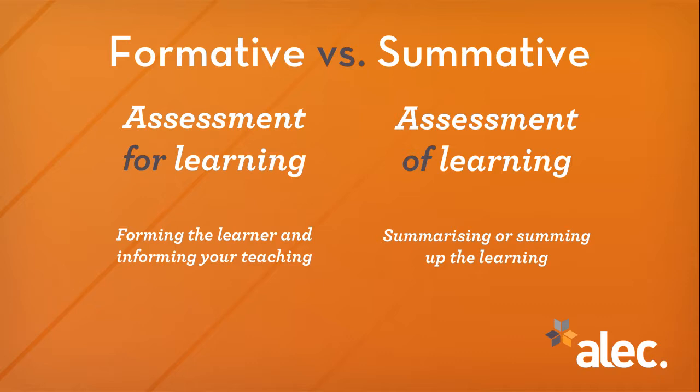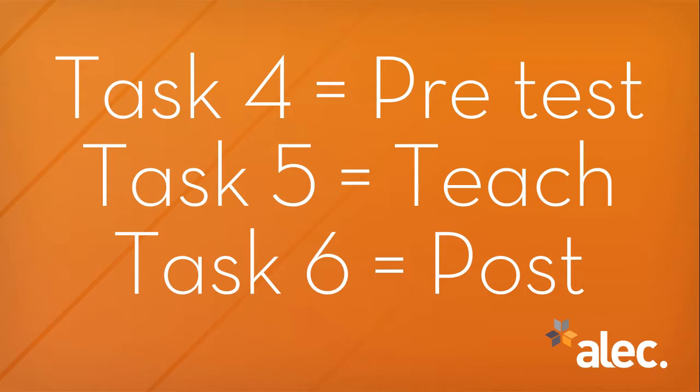formative assessment is assessment for learning. So it's to do with forming the learner and informing your teaching. And even though this is kind of a post-test, it's still really formative assessment because it's informing how you're going to carry on teaching. Like I said in one of the other slideshows and presentations, this is part of bookending your teaching. This is the final bookend. Task 4 was the pre-test, that's like the first bookend. Task 5 is the teaching part. Task 6, the evidence that you need to write up for this task, is the final bookend. So that's your post-assessment or post-test.